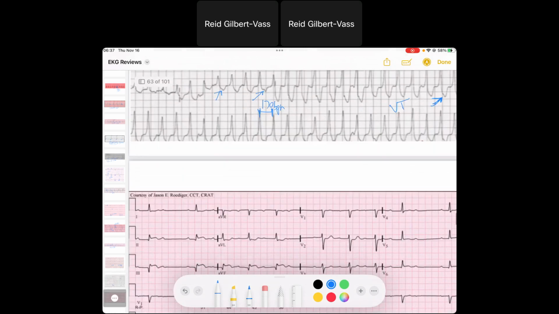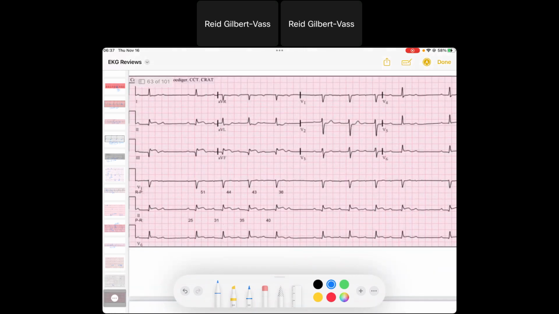Okay, so we've got beat, beat, beat, beat, gap, beat, beat, beat, beat, gap. I would say this is maybe group beating. You've heard me say that a lot. So it makes me think, maybe this is an AV block. We've got P waves that are conducting to QRSs, P wave to QRS, P wave to QRS, P wave to QRS, and then P wave to no QRS.